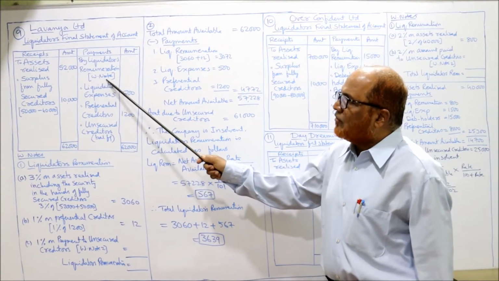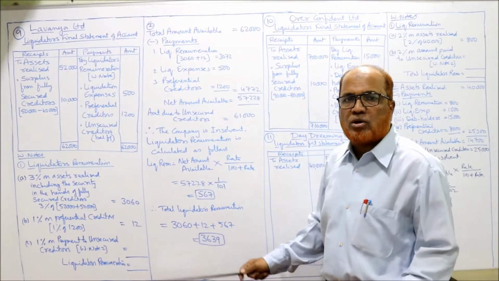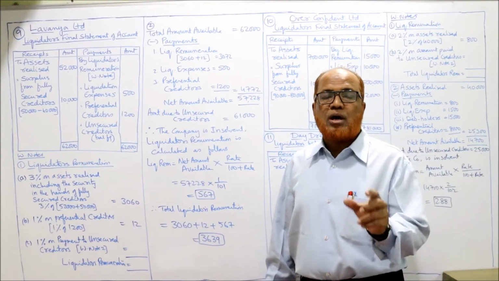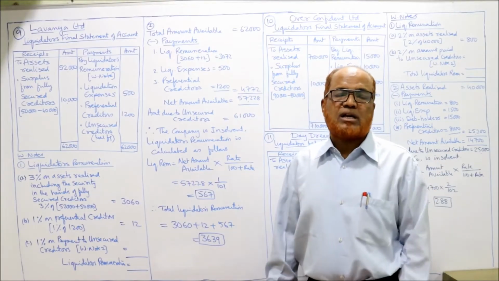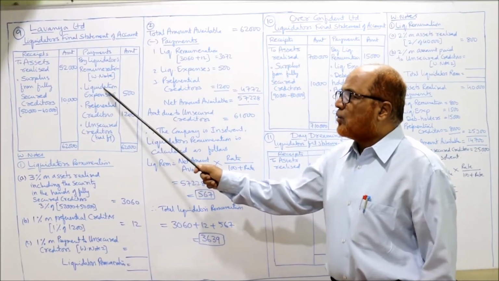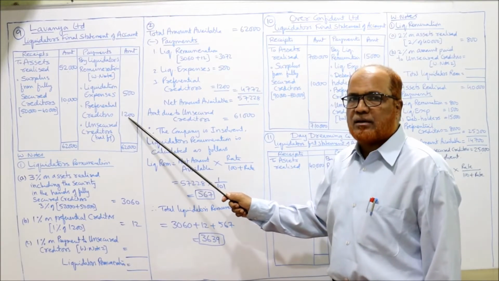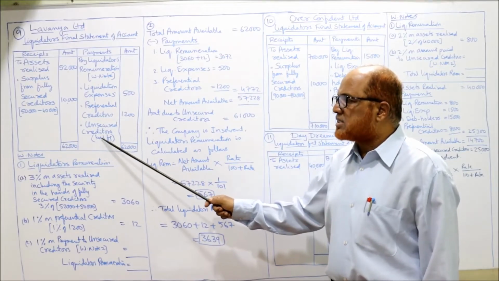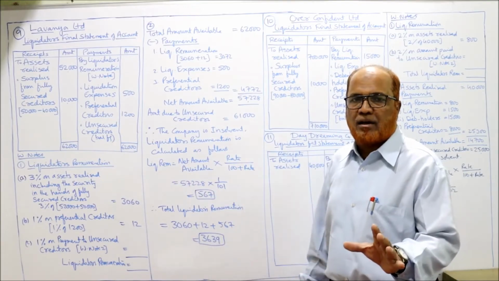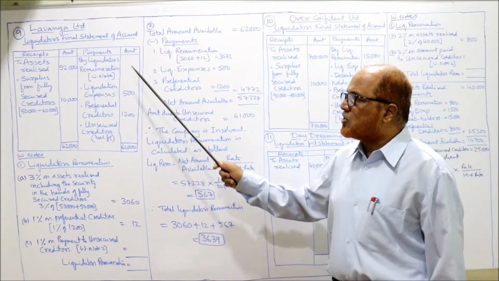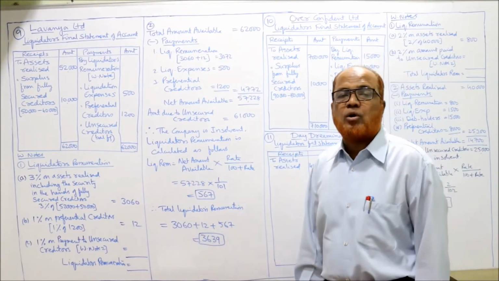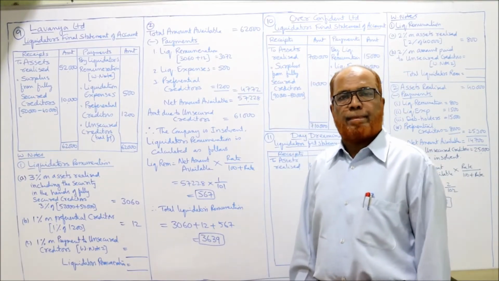Just write a working note and keep it as it is, because in the working note we have to find out the total amount of liquidator's remuneration. Liquidation expenses given in the problem 500, preferential creditors given in the problem 1200. Now unsecured creditors, take the balancing figure, keep it blank. After calculating the liquidator's remuneration, only then can we calculate how much is paid to unsecured creditors, right?